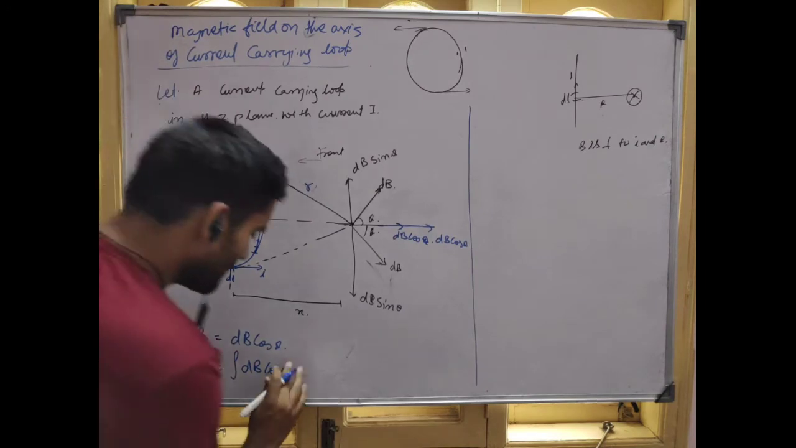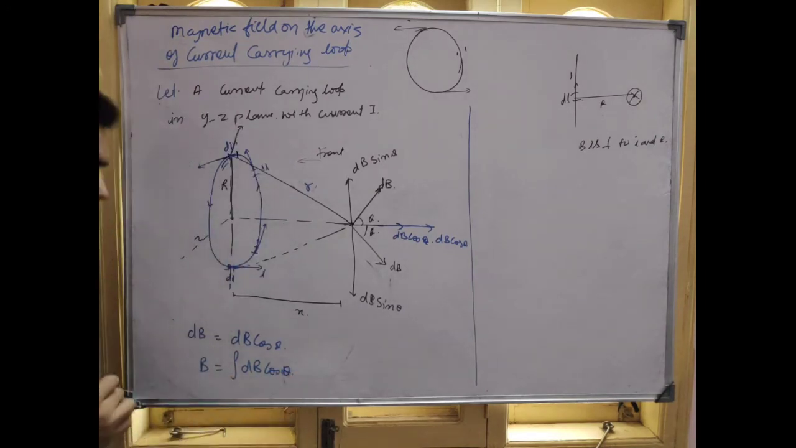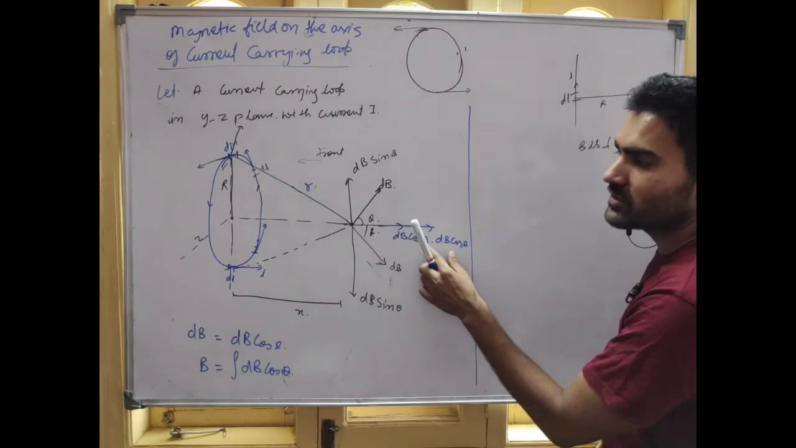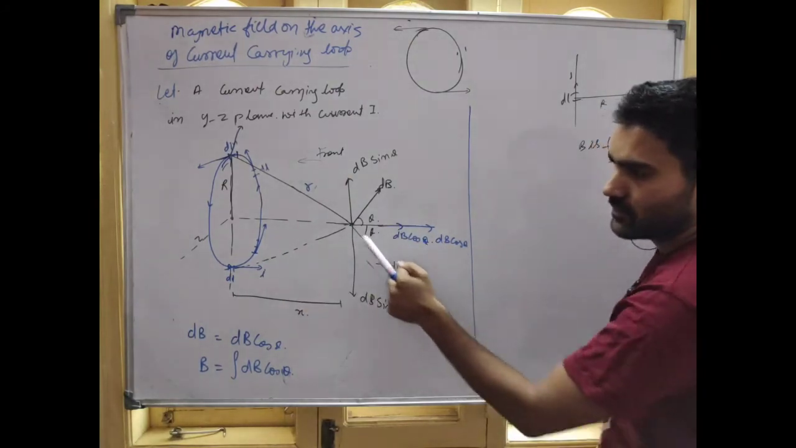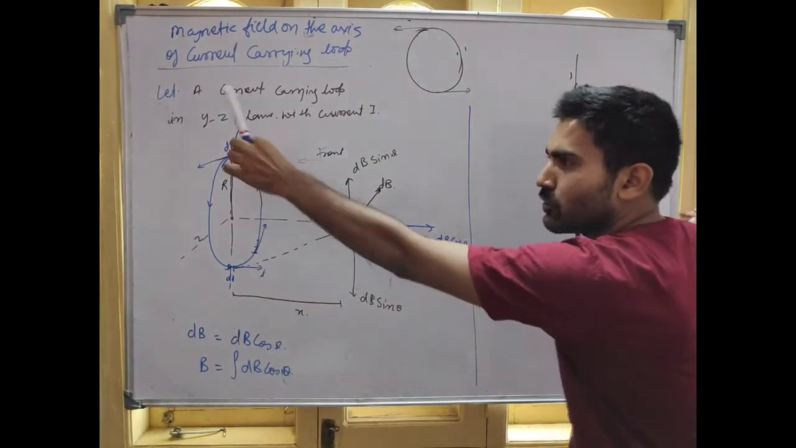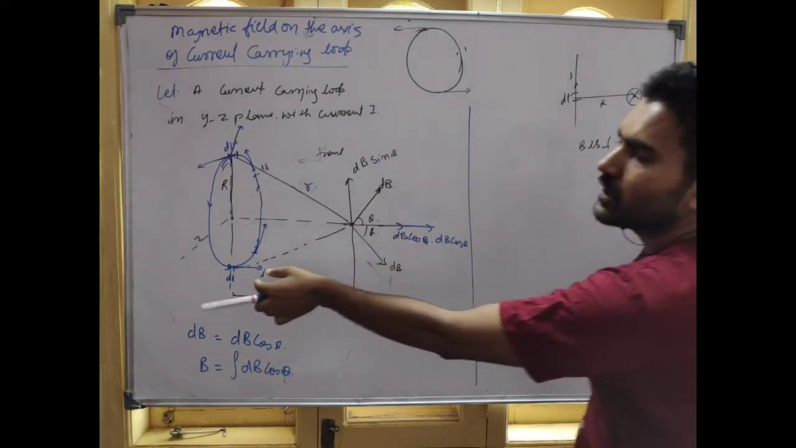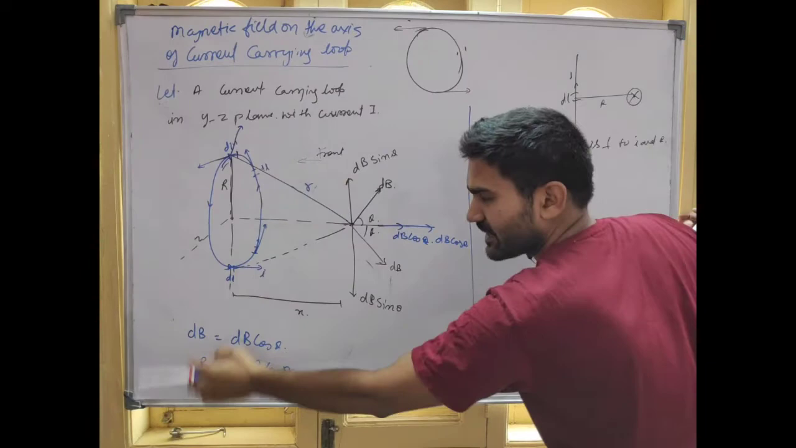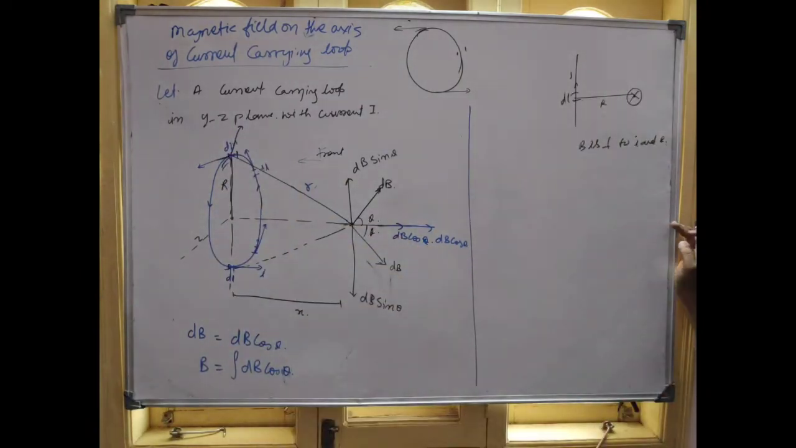Yes or no? Tell me, guys. Remember, this is not the actual dB cos theta for every element, I just made it to understand it. We'll take only one element and solve it. We can take two elements, we can take infinity elements also. But let's take only one element, integrate it, and we'll get the answer.